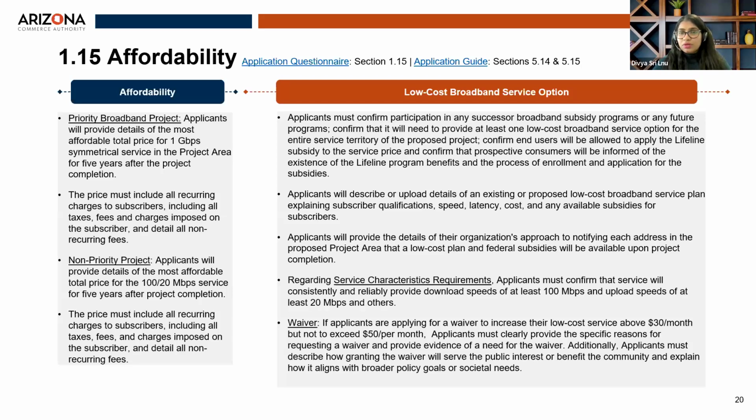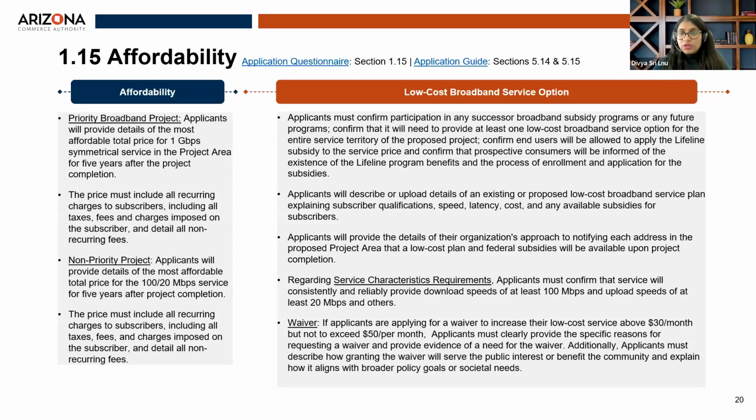Based on the price details provided here, the next section would be providing a low-cost broadband service option, where applicants must confirm participation in a subsidy program, including providing any additional details on the service plan with subscriber requirements, speed, latency, costs, and any other subsidies available to subscribers.